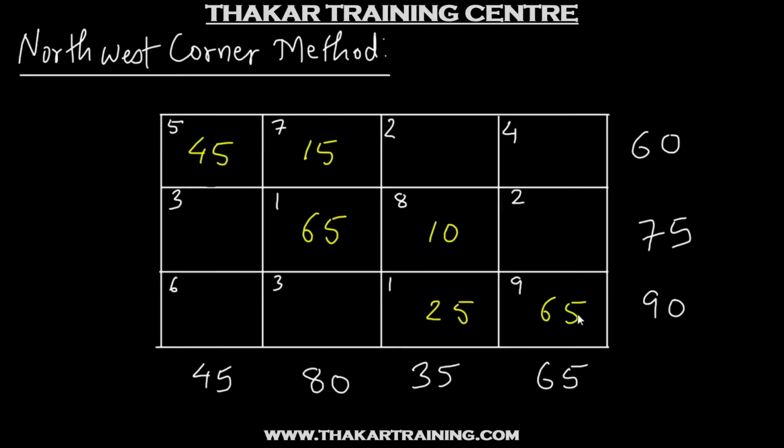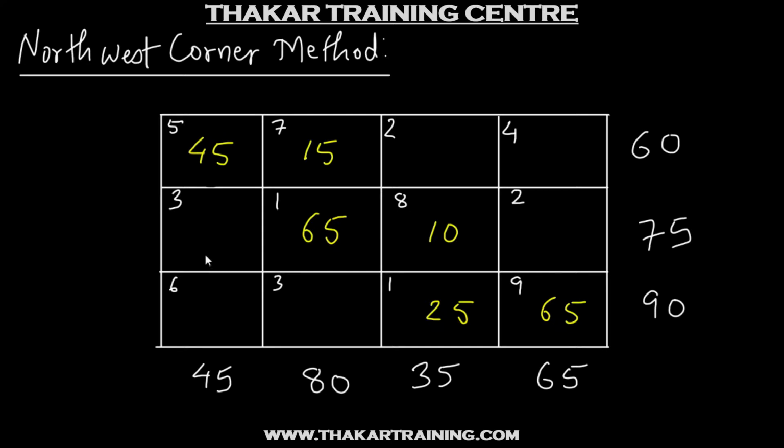So we have got these allocations according to the northwest corner method. Now let's see if this is a basic feasible solution. So the first requirement is that all the rim conditions should be satisfied. That is, all the supply demand constraints should be met. So if we look at the first source, we have 45 plus 15, that is 60. Second source, we have 65 plus 10, that is 75. Third source, 25 plus 65, that is 90.